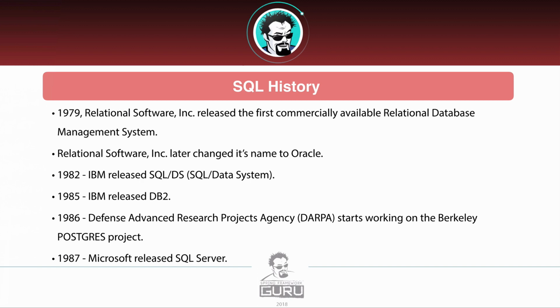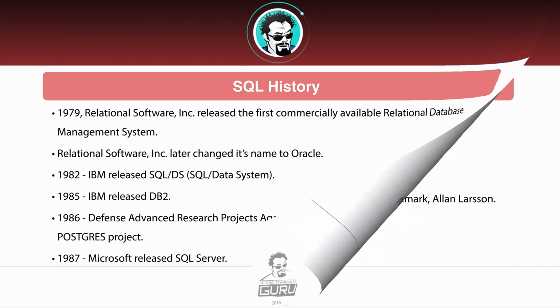Now, interestingly enough, in 1986, DARPA, a lot of neat stuff has come out of DARPA, if you're a technology nerd, started working on the Berkeley Postgres project. Now, you'll see this evolve later into what we know as Postgres today. And then in 1987, Microsoft released their first version of SQL Server. So I was surprised by the timeline of that. I didn't realize that SQL Server went back that far.